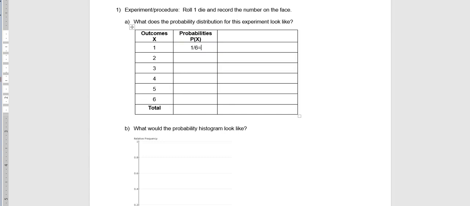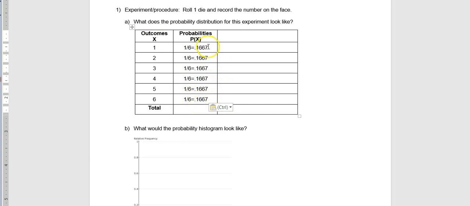And for each one of these, we could put it as a fraction, or we can put it as a decimal rounded to 4 decimal places. So this is going to be the same for every one of these. So here's our probability distribution. We've got numerical values for our variable x, and we've got the probabilities for each one.